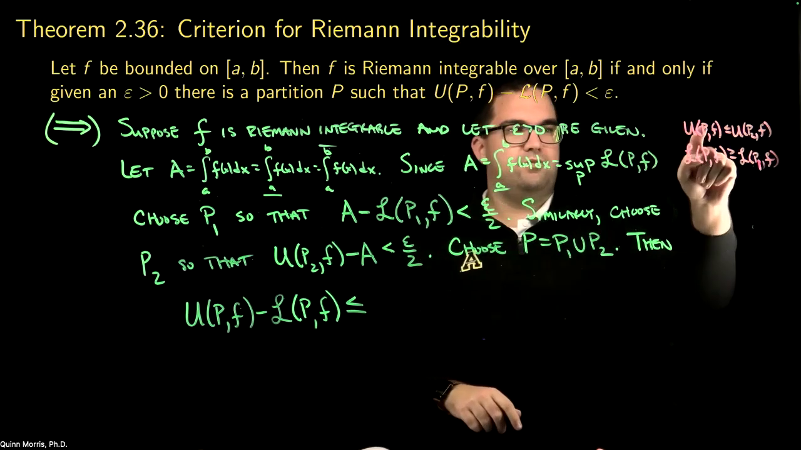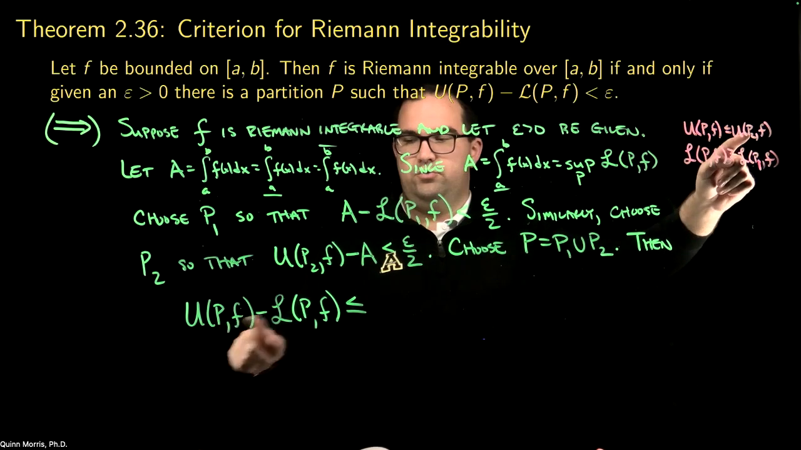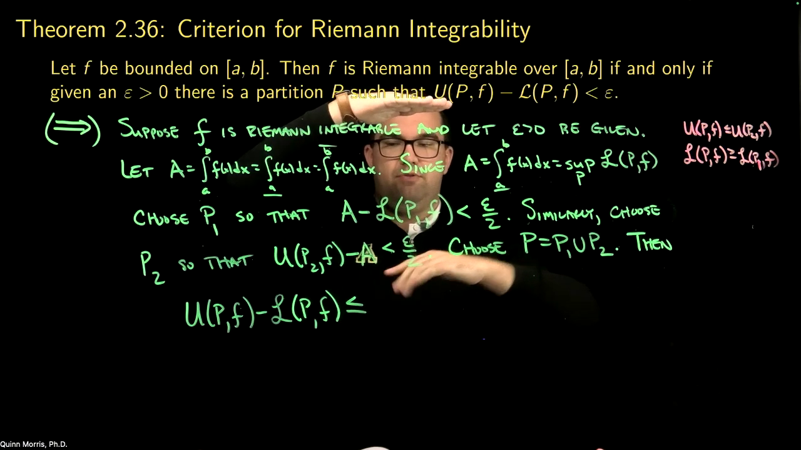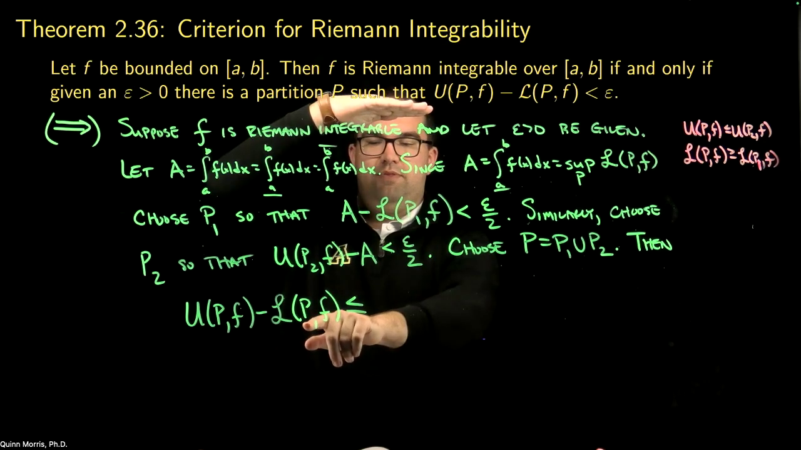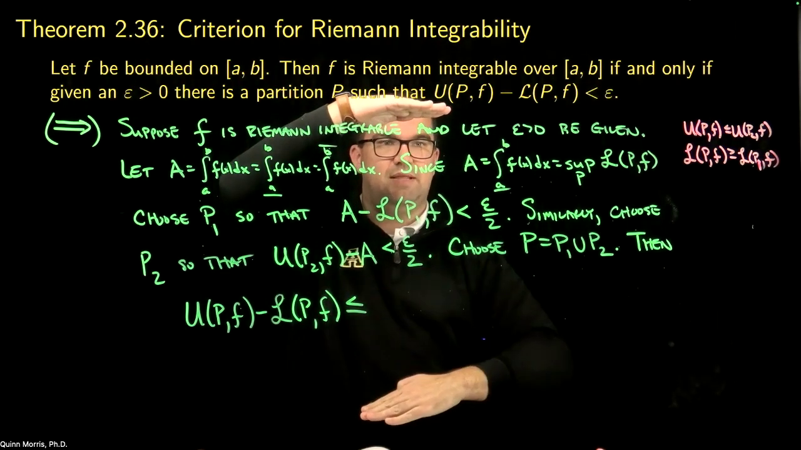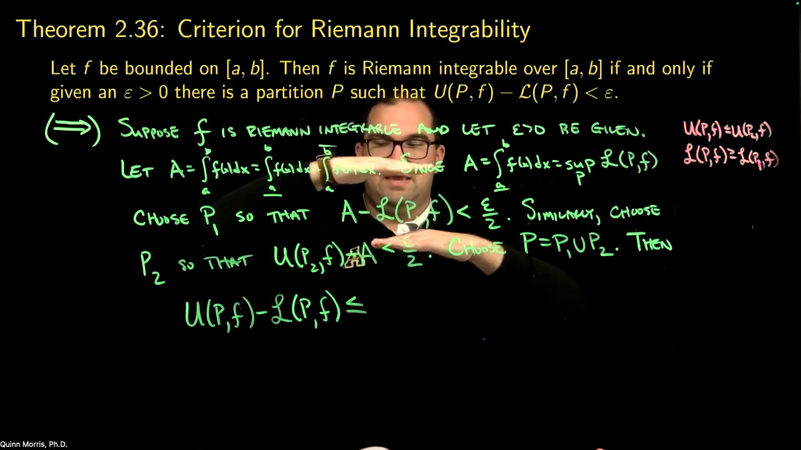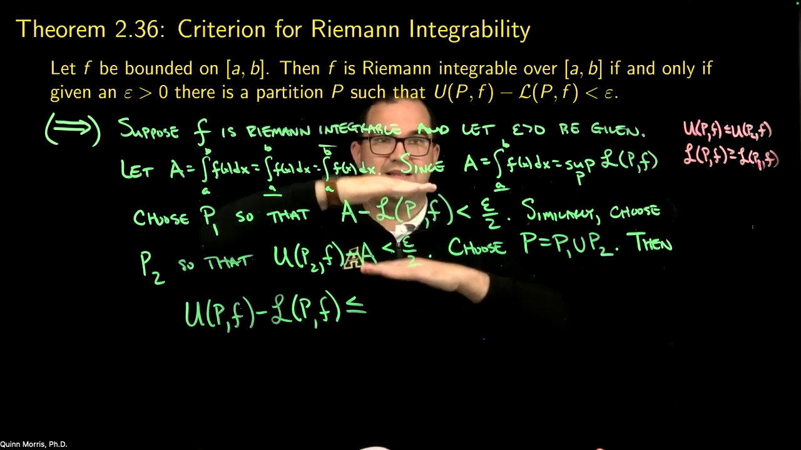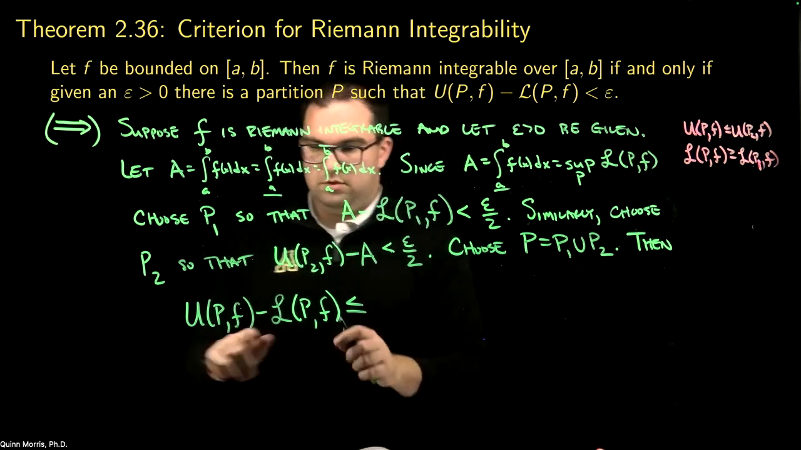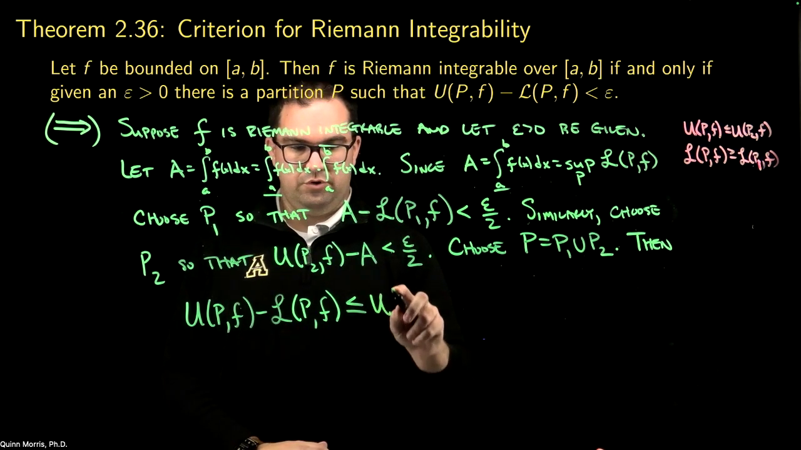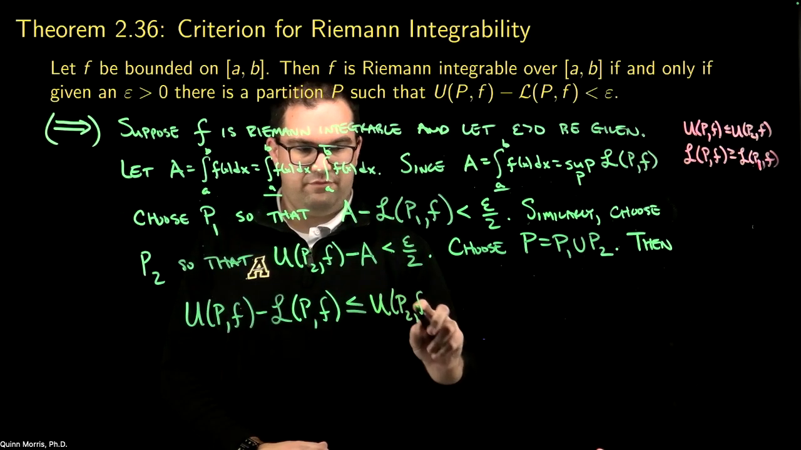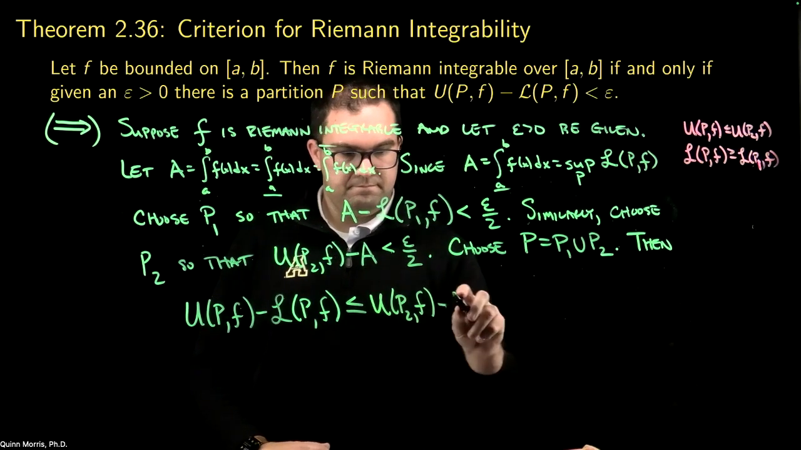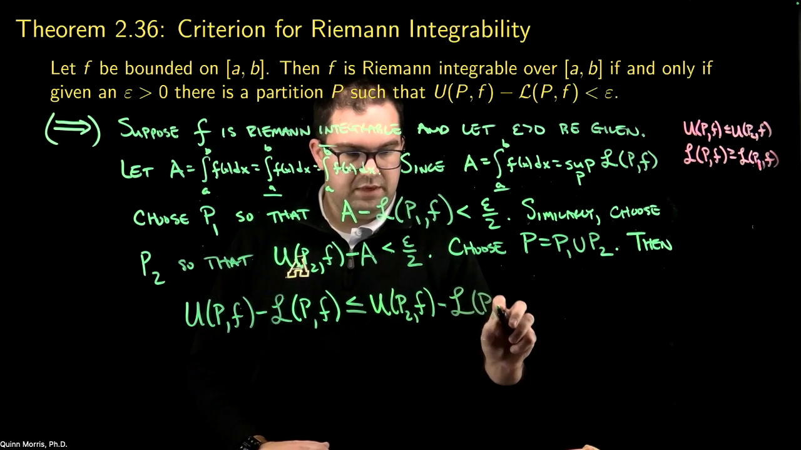Now what we're going to do is swap out the P here for P2. That's going to make the upper sum bigger. We're going to swap out the lower sum with the P here for a lower sum of P1. That's going to make this smaller. So we're making the U piece larger and the L piece smaller, and that's going to make the difference larger. So this is less than or equal to U(P2, F) minus L(P1, F).